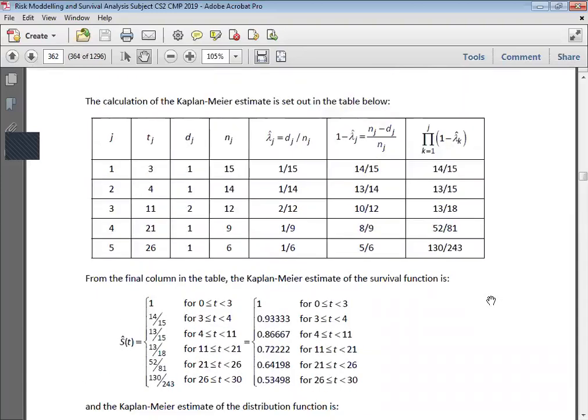And what we want to do is create a particular table like this. So now if you remember, what is TJ? TJ is the times at which I observe deaths of rats, right? This is 3, 4, 11, 21, and 26. And now DJ is the number of rats dying, and NJ is the total number of rats I have being exposed at that point in time. So 15, 14, 12, 9, and 6.